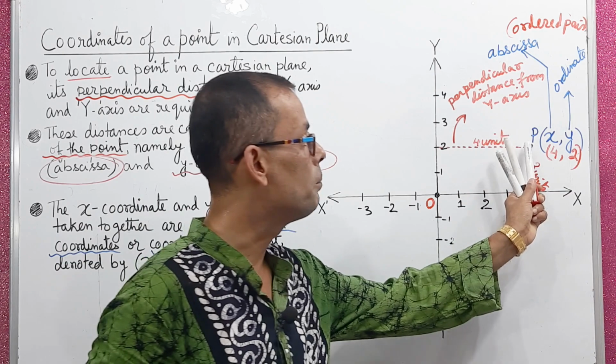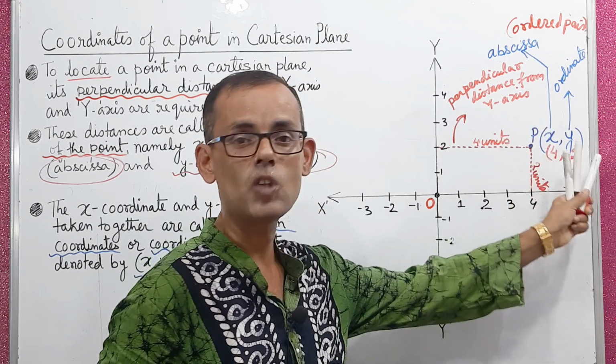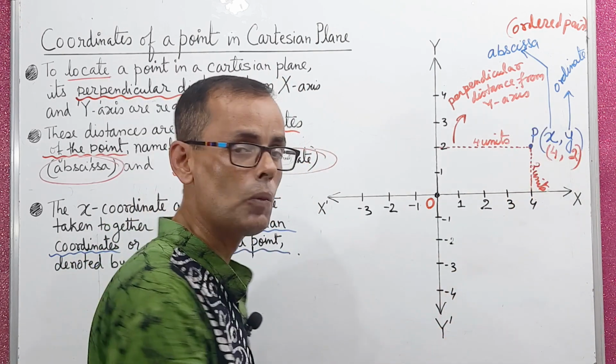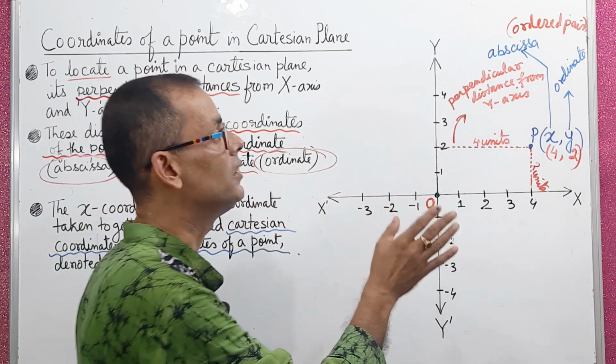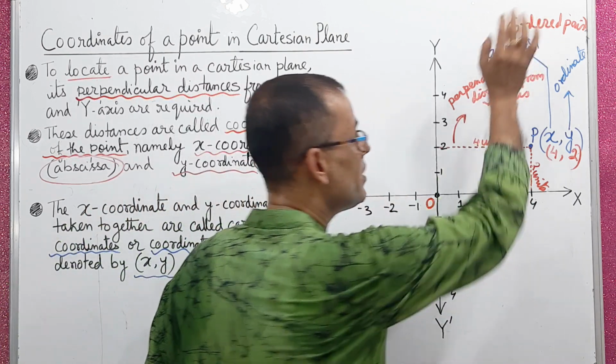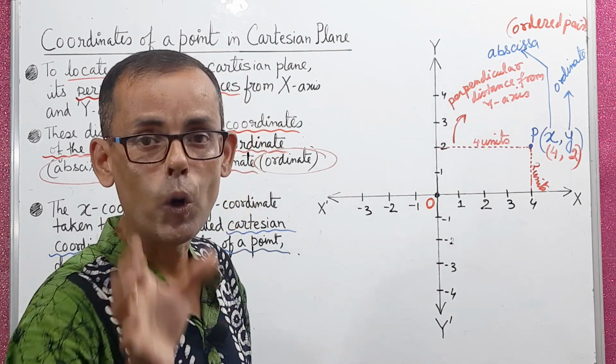So how do we write? P in bracket x comma y. It can be Q, again x comma y. X should be first and then it will be y. And that's why we say it is an ordered pair.